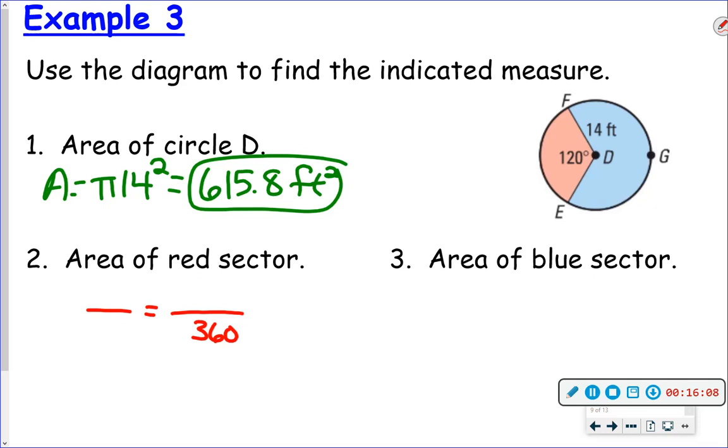What's the angle on your red sector? 120. We're going to find the area of that. That's what I'm looking for. Now, you have a choice here. Of course, pi r squared, you could put pi times 14 squared, or don't we already know what pi times 14 squared is? You could put 615.8 there. Do I care? No, you'll get the same thing. Whatever. Do your cross products, get me the red sector.